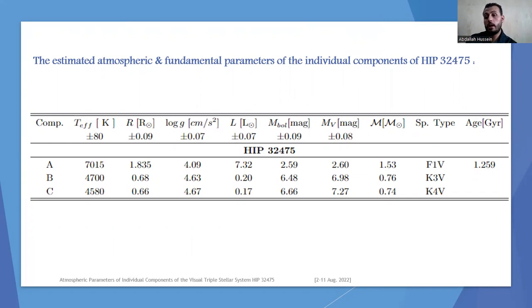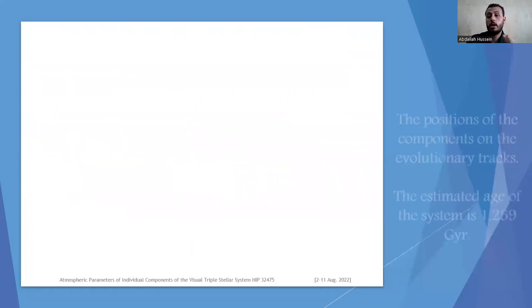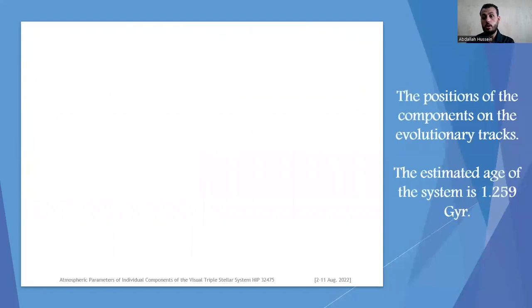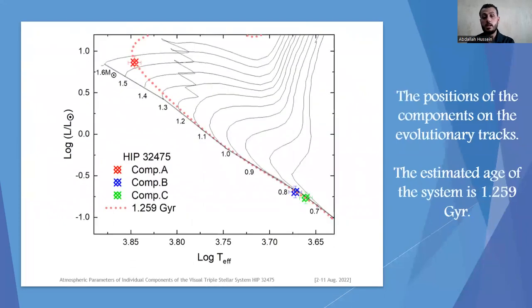But how can we calculate masses and age? By locating the positions of the components on evolutionary tracks and isochrones, we can estimate the masses and the age. As shown here, the three components are on the same age line, 1.26 gigayears. This gives an index about the formation method adopted for the formation of the system. It is fragmentation.